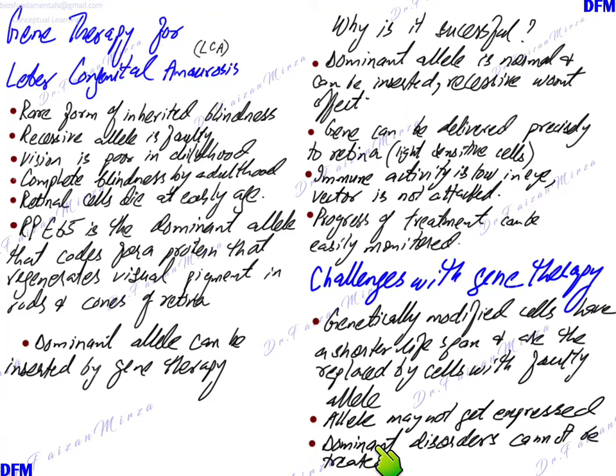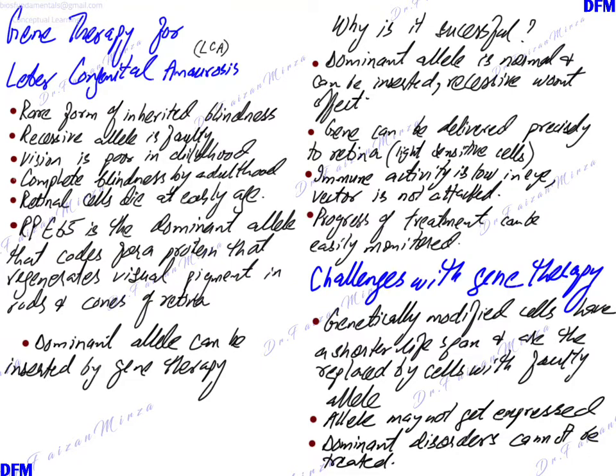The dominant disorders cannot be treated with gene therapy. Why? Because a dominant disorder, for example Huntington's, is caused by a dominant allele. So a dominant allele is already there and that dominant allele is abnormal. You can't treat that with gene therapy, because if you insert the normal recessive allele, the dominant allele will still be there in the cells. The dominant allele will not allow the recessive to show itself in the phenotype.